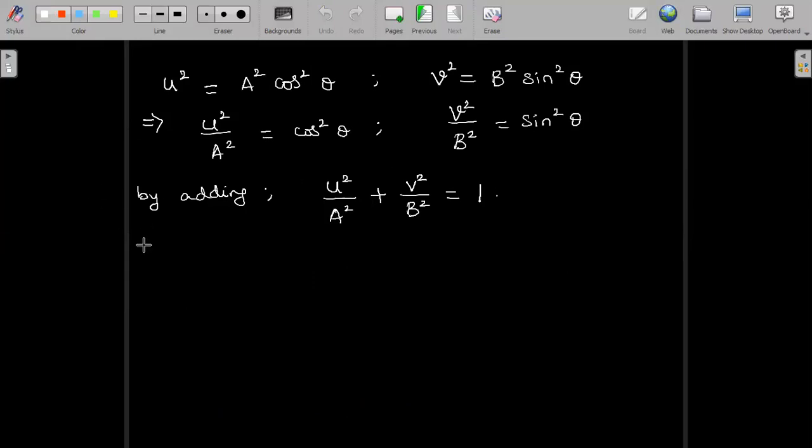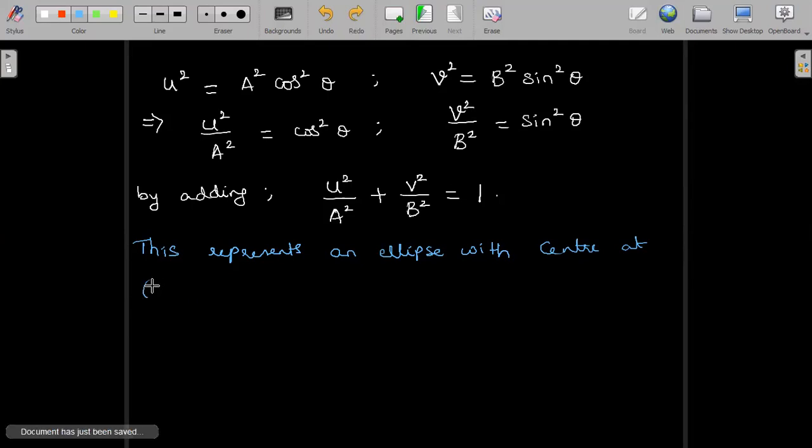This represents an ellipse with center at the origin, 0, 0, and u and v as its axis, because the u and v variables are seen, so it just represents in the W plane.